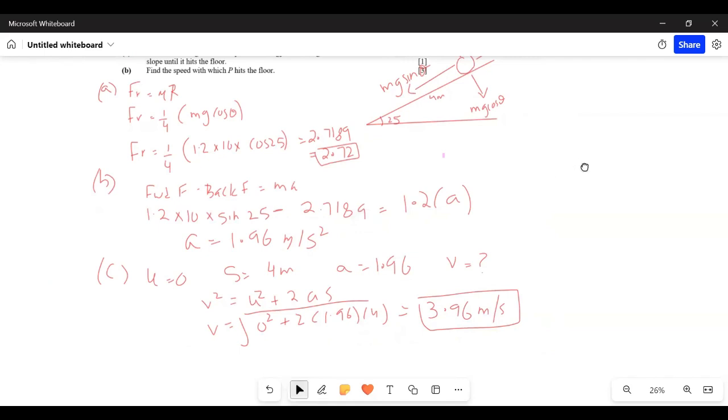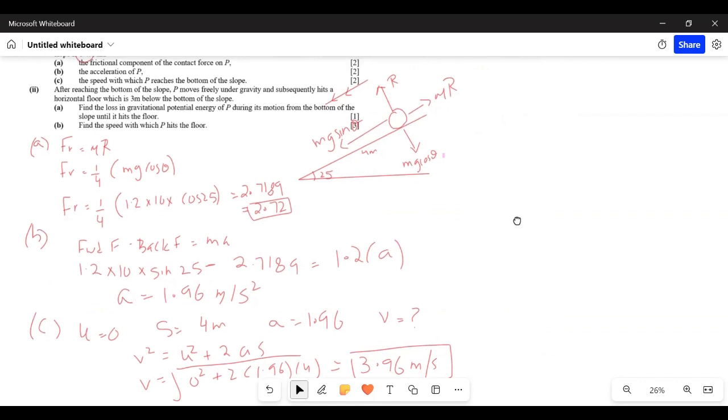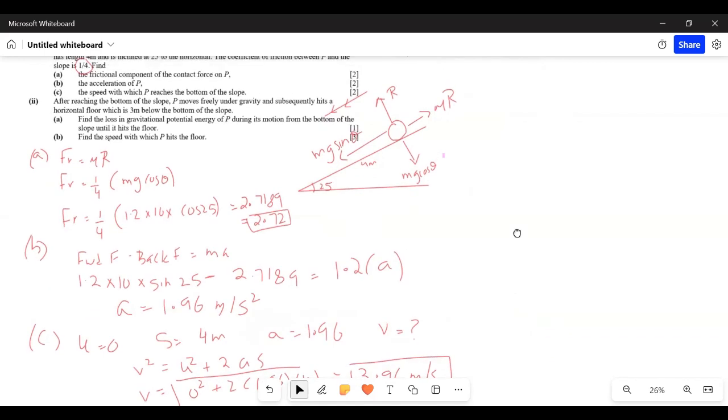So the first part was basically just a revision of the previous topics. Okay, next part देखते हैं, part 2. After reaching the bottom of the slope, P moves freely under gravity and subsequently hits the floor, which is 3 meters below the bottom of the floor. Okay, so यहाँ पे slope खत्म हुई and then the particle encounters free fall drop, and then here's the bottom.